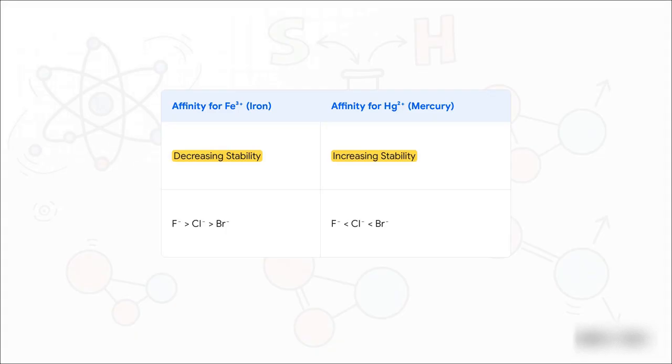And the plot thickens. You take an iron 3 ion, and you look at its stability with the halides. It gets less stable as you go down the group, from fluoride to iodide. Okay, makes sense. But then you look at mercury 2, and it's the complete opposite. Stability actually increases going from fluoride to iodide. It's a total flip. So our job today is to figure out what in the world is going on here.